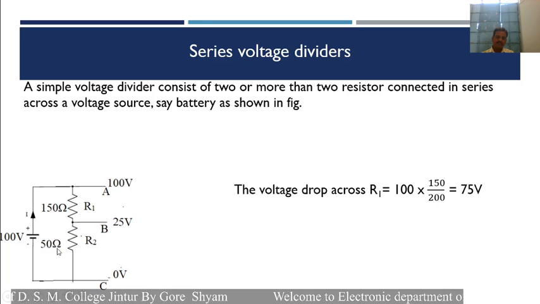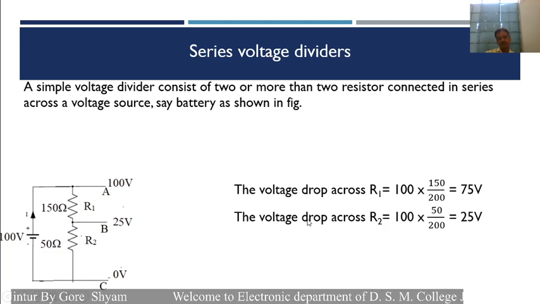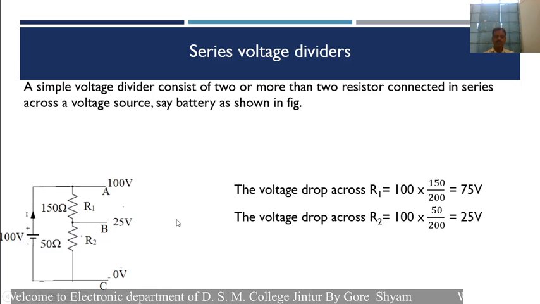And let us find out the voltage drop across the other resistance, R2. R2 is equal to 100 into 50 divided by 200, that is equal to 25. Out of 100 volt, 75 volt is dropped across this resistance and 25 volt across this resistance. In this way, this is the series voltage divider, and when such resistances are connected in series, they can divide the voltage, and such a circuit is known as a voltage divider circuit.